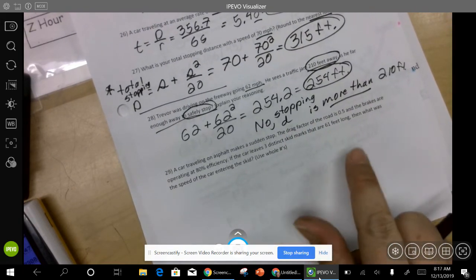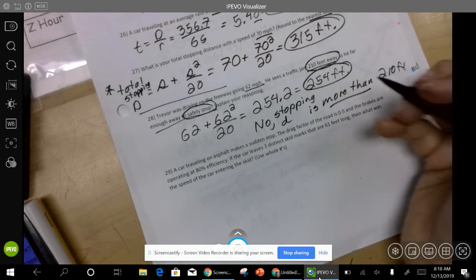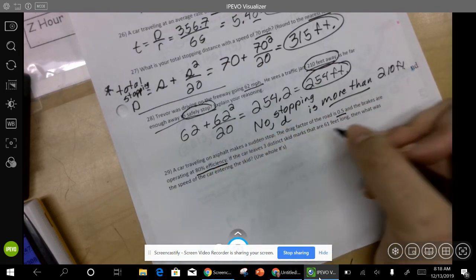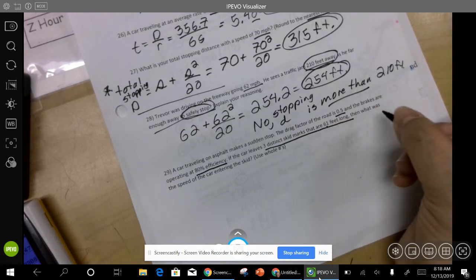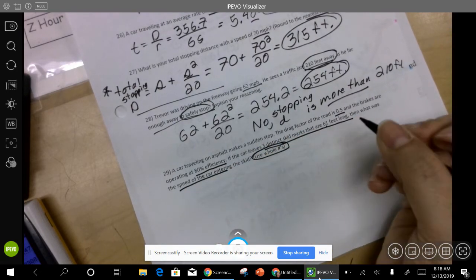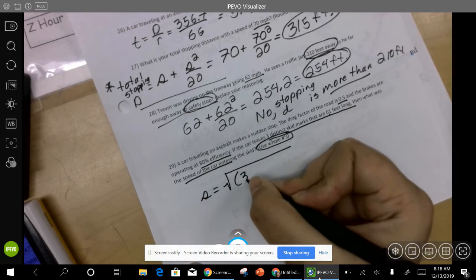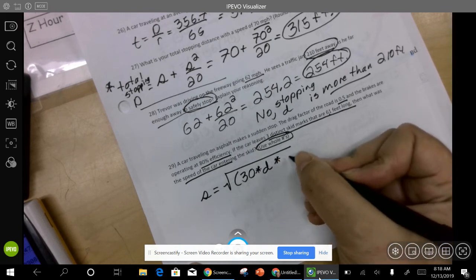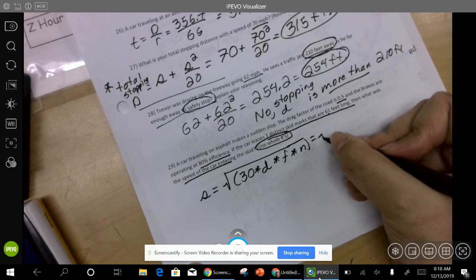Or equal to. A car traveling on asphalt makes a sudden stop. The drag factor of the road is 0.5 and the brakes were operating at 80% efficiency. If the car leaves 3 distinct skid marks that are 61 feet long, what was the speed of the car entering the skid? Use whole numbers. Okay, so everybody, speed is equal to, okay, remember it's going to be 30 times the skid distance times the drag factor times the braking efficiency as a decimal.